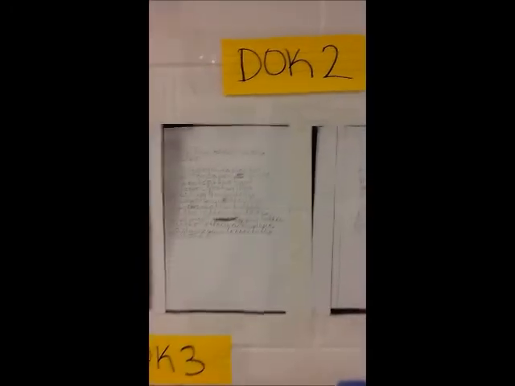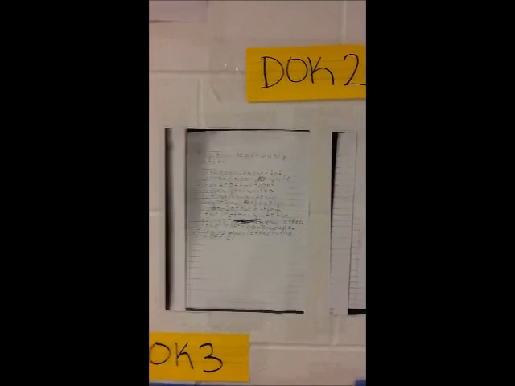Other activities I did for DOK1, they used sequencing cards that had how to do certain things, and they had to do that individually. And then they had to use sequence words to go with the pictures. For DOK2 that's on the wall, they had to arrange sentences into a meaningful paragraph: how to write a friendly letter and how to walk a dog. And they had to use their transition words for that as well.